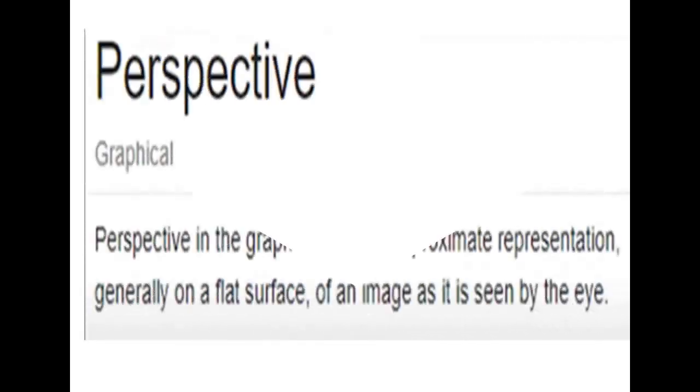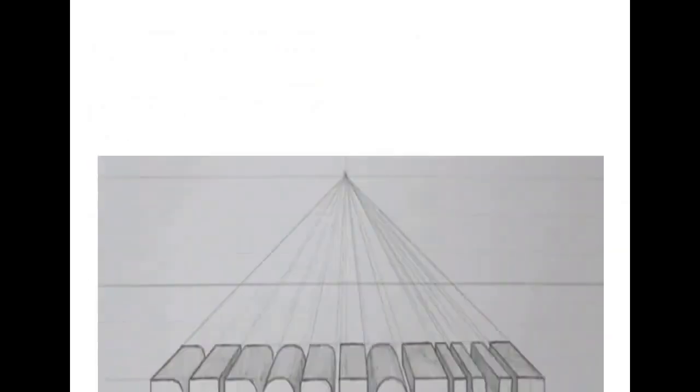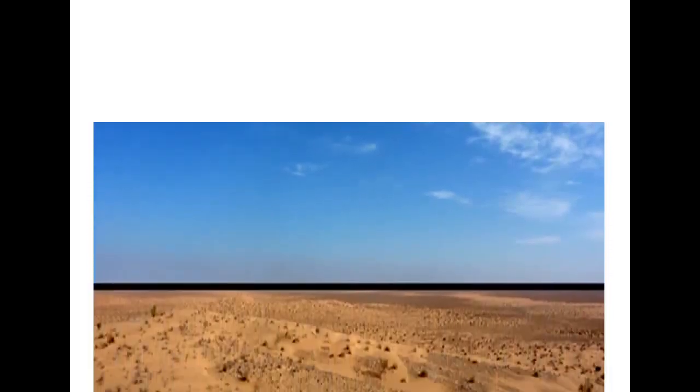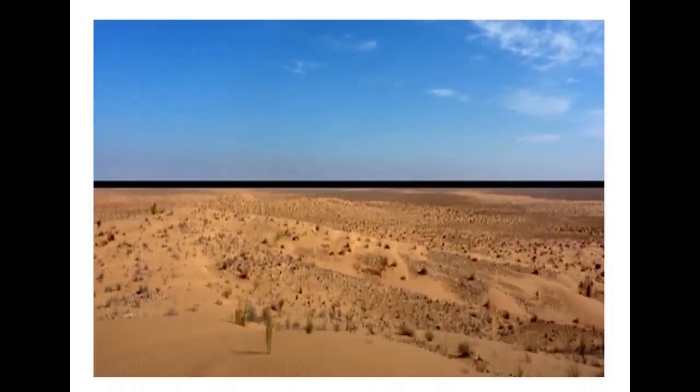Suppose we find ourselves in a desert where the ground seems to stretch out as far as the eye could see. We will be able to recognize the separation by a continuous line. See? And this is a horizon line.